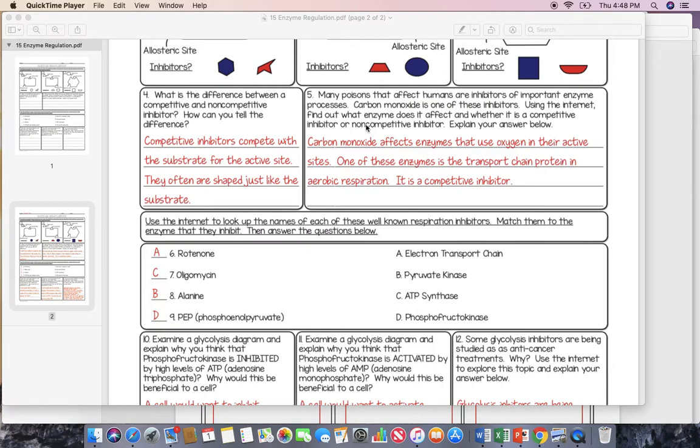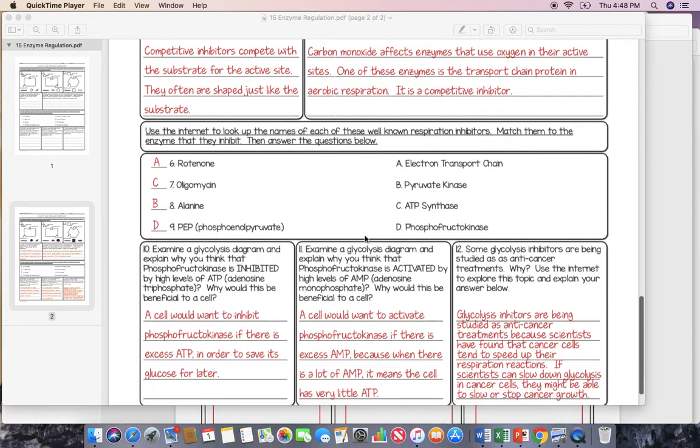Number 5, many poisons that affect humans are inhibitors of important enzyme processes. Carbon monoxide is one of these inhibitors. Using the internet, find out what enzyme it affects and whether it is a competitive inhibitor or a non-competitive inhibitor. So carbon monoxide affects enzymes that use oxygen in their active sites. One of these enzymes is the transport chain protein in aerobic respiration, and it is a competitive inhibitor. Okay, that one required you to do a little bit of research.